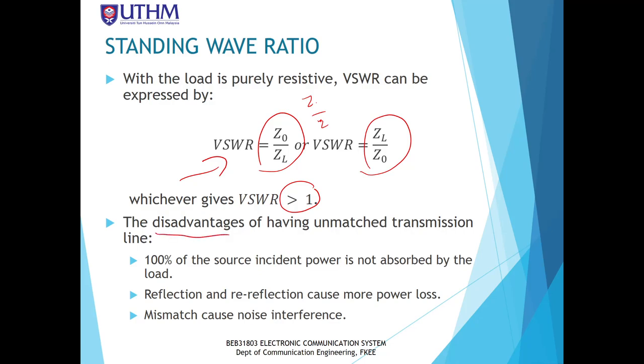So what are the disadvantages of having an unmatched transmission line? If we have ZL not equal to ZO, there are some disadvantages. 100% of the source incident power is not absorbed by the load. Of course, there is going to be reflection. So reflection and re-reflection will cause more power loss. This repeated reflection process will result in more power loss. The mismatch also causes noise interference.